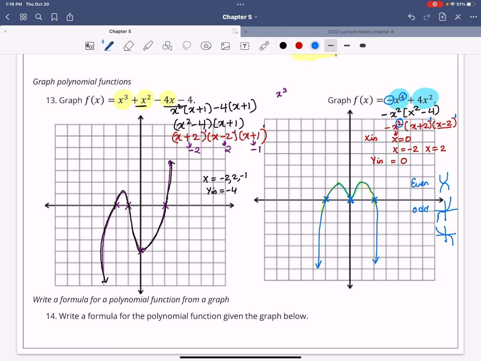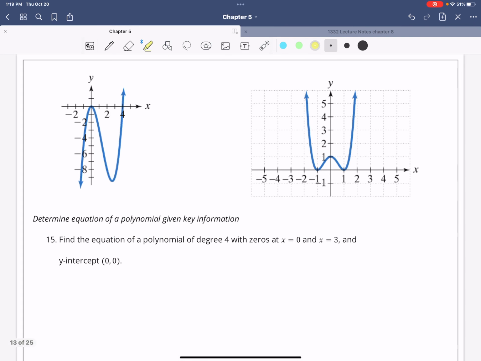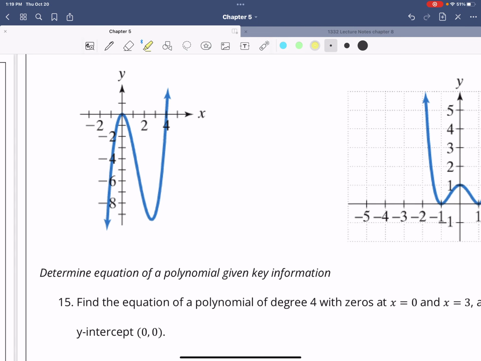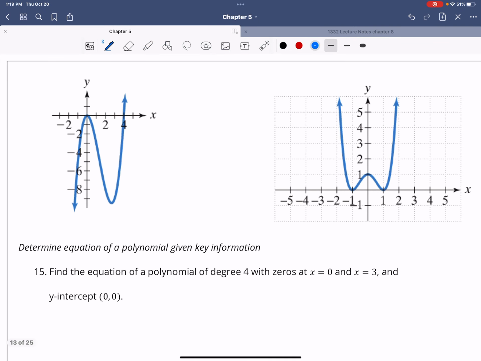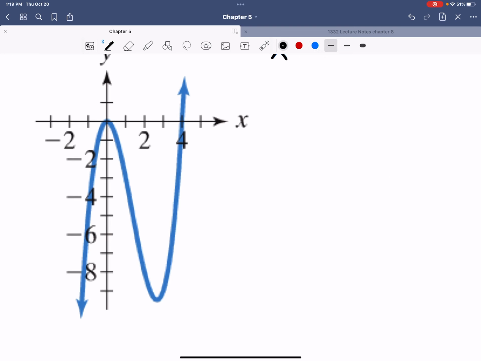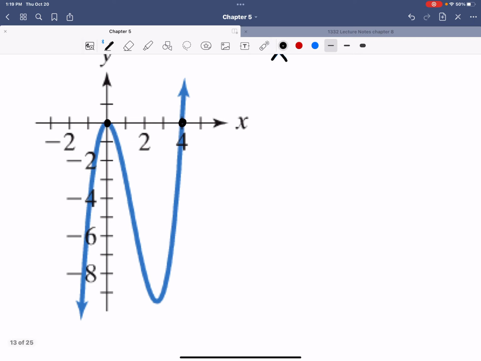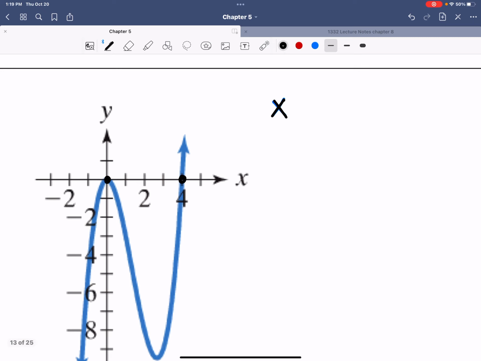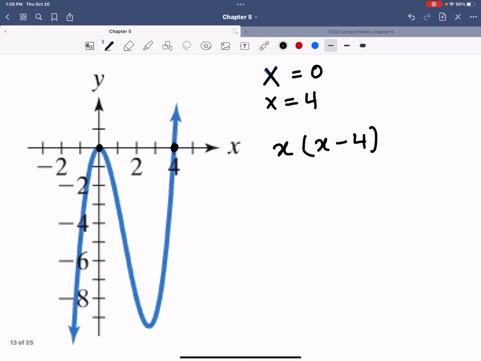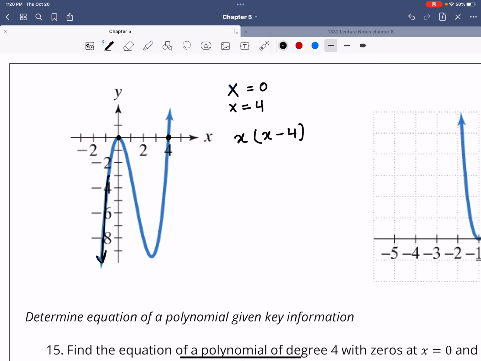Write the formula, not the formula, they mean write the equation. So let's go ahead and take a look at the equation. You should know this by now. I'm going to start with my x-intercepts. What are my x-intercepts? 0 and 4. That means my factors are x and x minus 4. As you can see, one end is going down, the other is going up. So I know my n is going to be an odd number, not even.